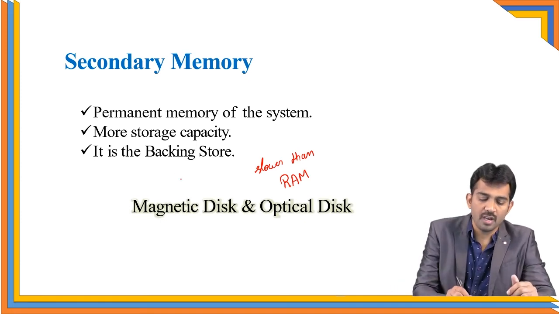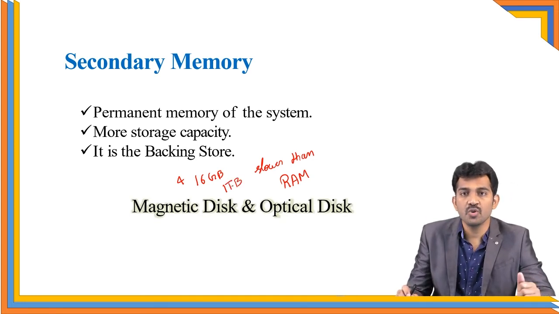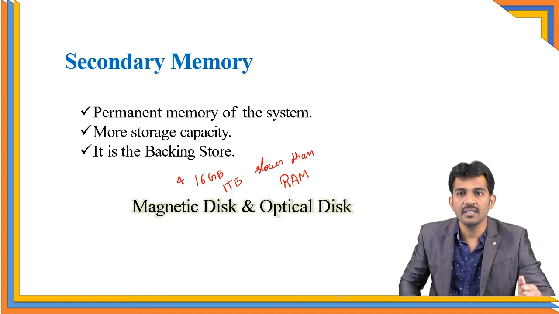So only 2 GB or 4 GB RAMs are available, or 16 GB RAMs at most. Right? But coming to the secondary devices, 1 TB, 2 TB, like that, secondary storages are available. Is this clear?